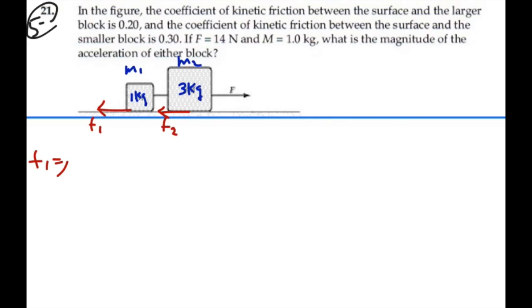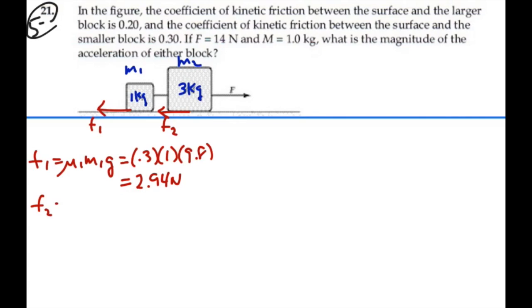Little f1 is going to equal mu1 mass 1 g, and that's going to be equal to 0.3 times 1 times 9.8, and that's equal to 2.94 newtons. And little f2 is going to be mu2 mass 2 g. That's going to be 0.2 times 3 kilograms times 9.8, and that's equal to 5.88 newtons.